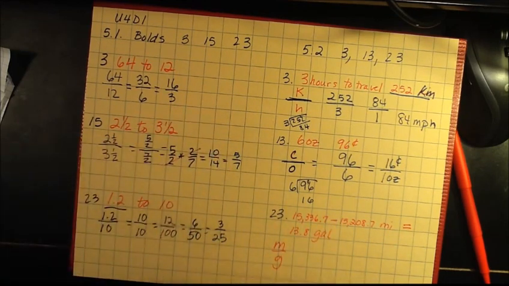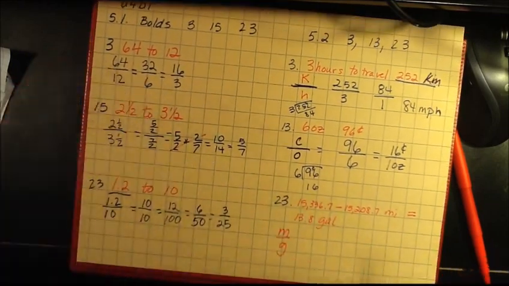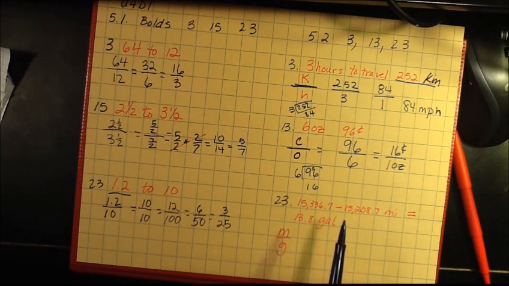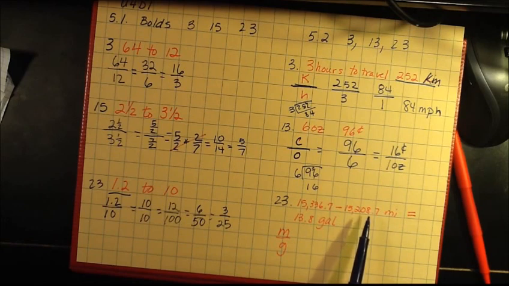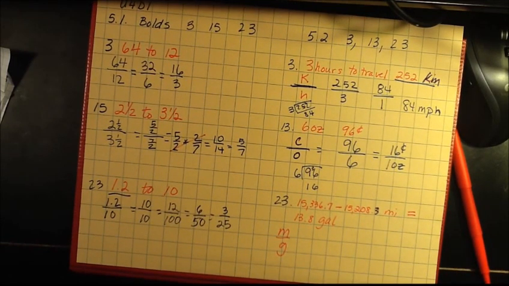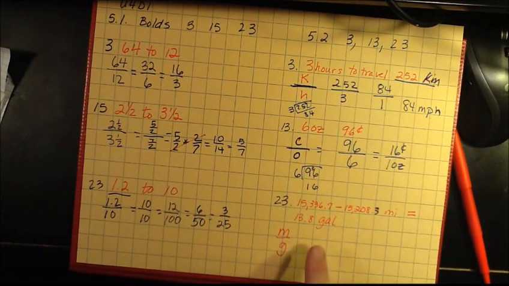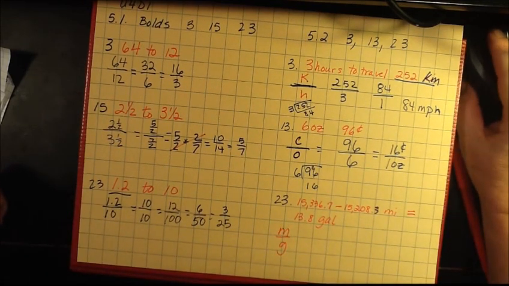So here's another problem that gives us applications that you might actually see in your real life. Here they're telling us that a truck's odometer reads 15,208 3/10 miles at the beginning of the trip, and 15,336.7 miles at the end of the trip. And they are telling us that we used 13.8 gallons.